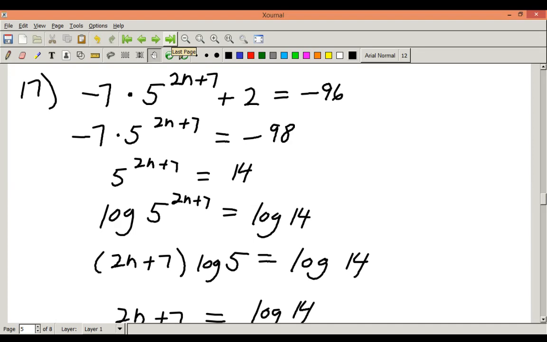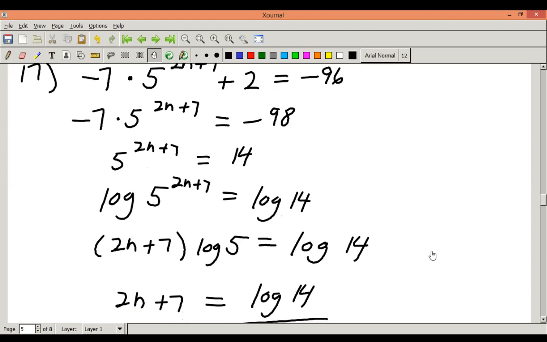This time we got two things to do before we take the log of both sides, but the first one is to subtract 2 from both sides. Make sure you do this in the correct order, otherwise you will have a mess. So subtract 2 from both sides gives you negative 98 on the right side. Next, divide by negative 7. That's going to give you positive 14 on the right side because that does go into negative 98 evenly.